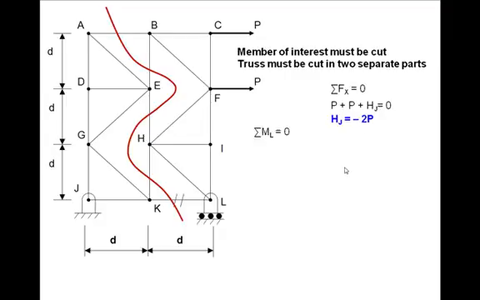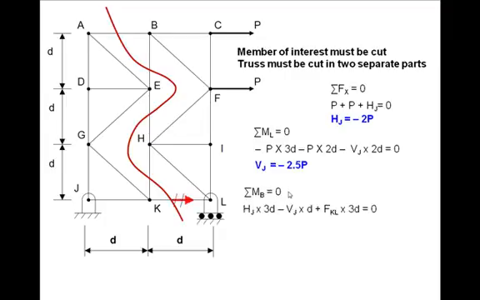Then I take sigma m equal to 0 to work out Vj. So that will be P into 3D, then P into 2D, and this Vj, which I assumed to be up, into 2D, I get Vj also as negative. So Vj and Hj, the reactions at J, are worked out. Now let's take the left part of the truss and let's take moment about B as 0.